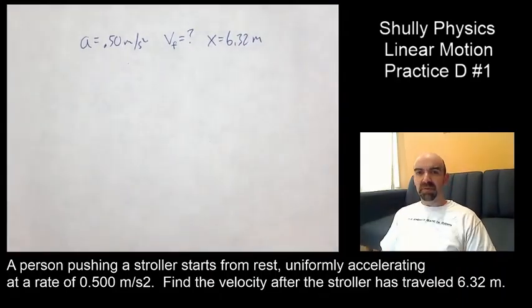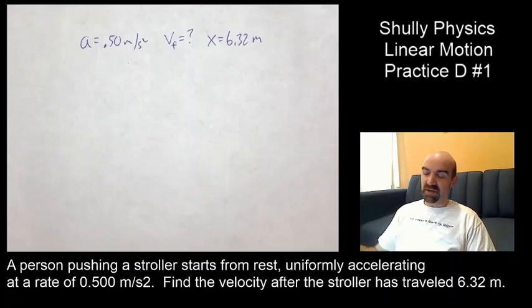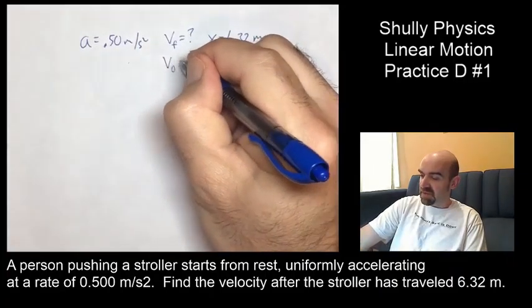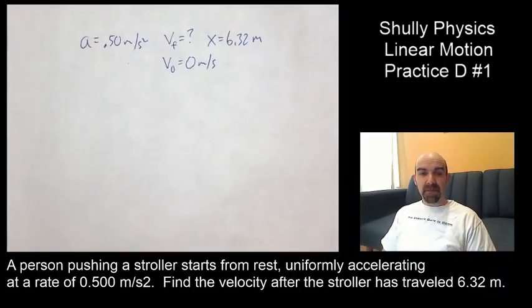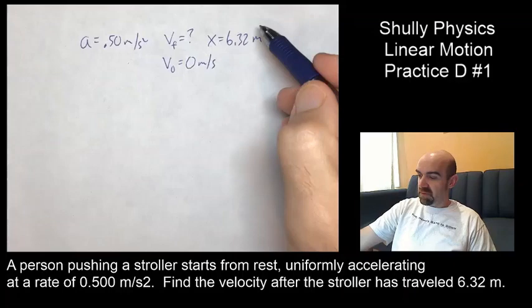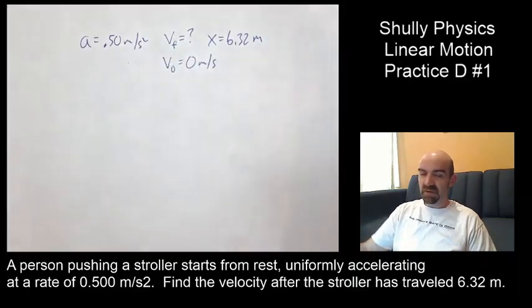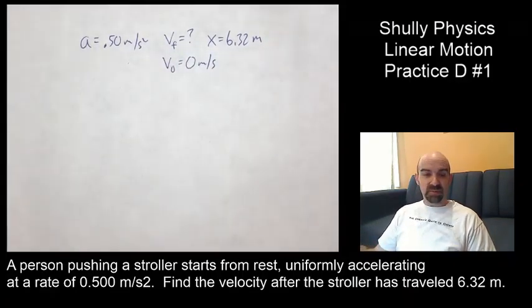Now let's look for any implied information here. I think we missed one here. It says a person pushing a stroller starts from rest. So what does that mean? What speed is that person starting at? Starting at an initial velocity of 0. So we do also have that implied. All right, let's look at units, meters, seconds. All units agree. So step 2 is covered. Now we'll move on to step 3, find an equation that works.